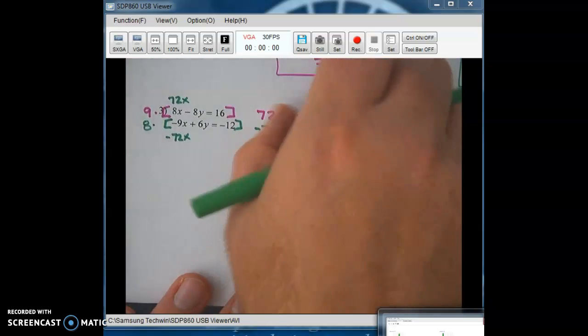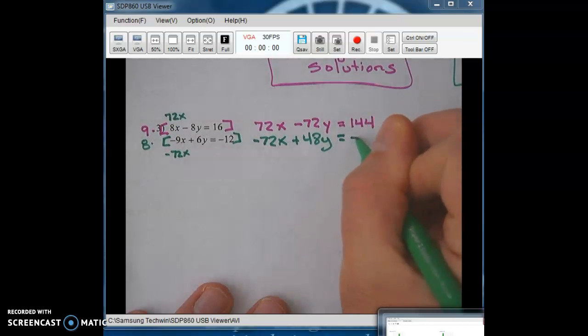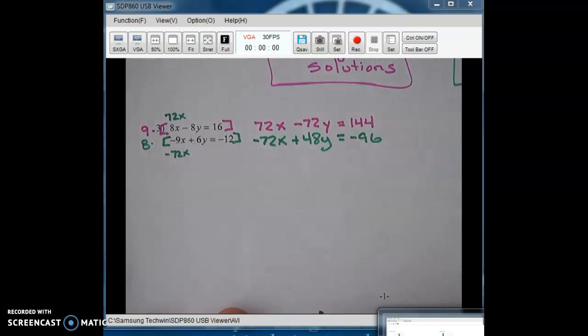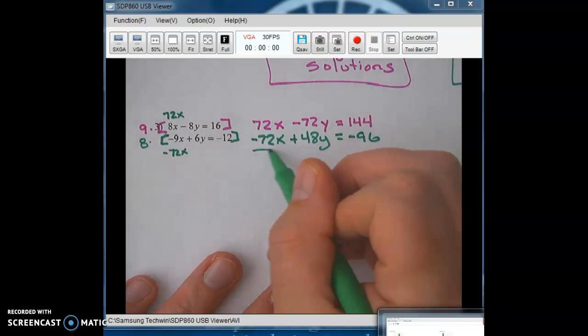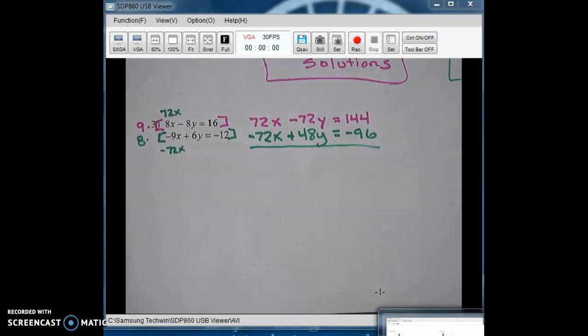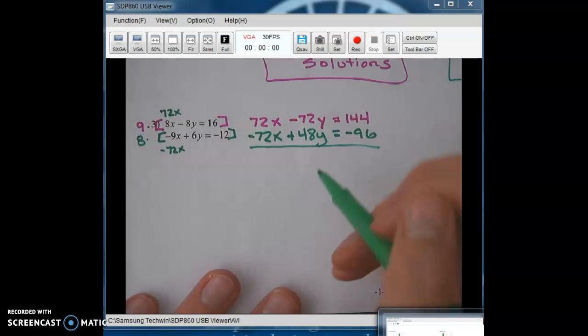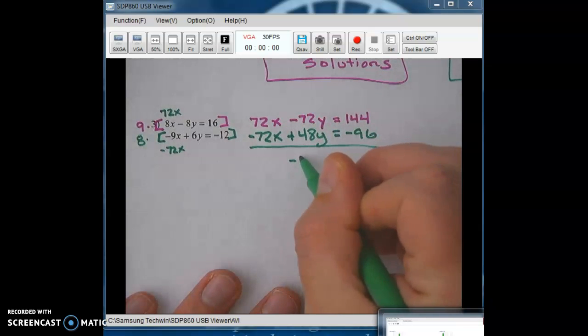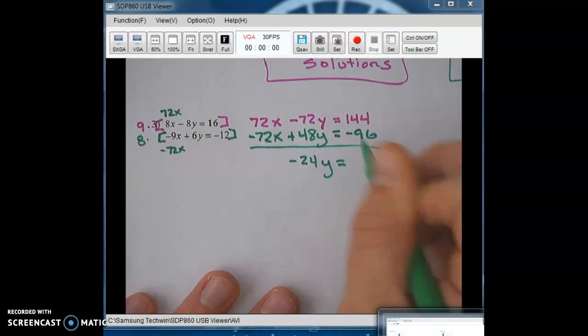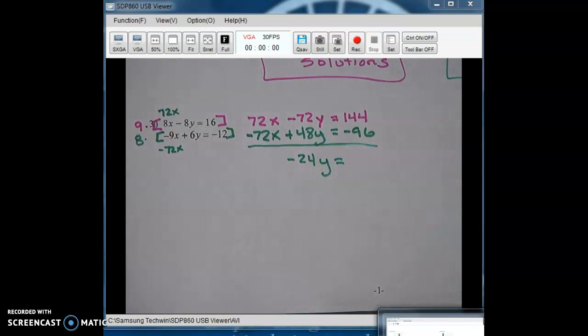And so I could just go through and write those out. And then I would just add straight down from there. Again, if you want, just use a calculator to do these calculations. -72 and 48 would be -24y. 144 minus 96 would be 48.